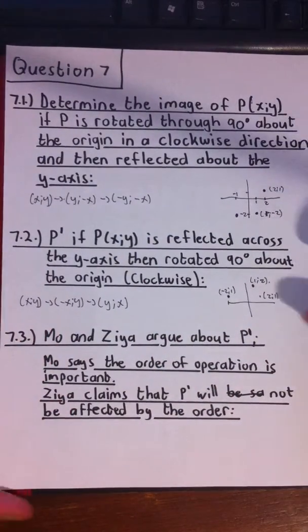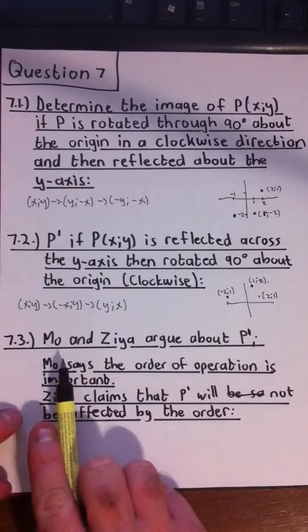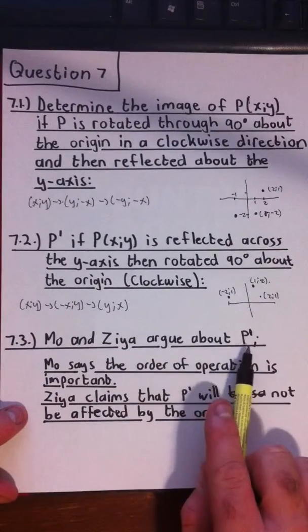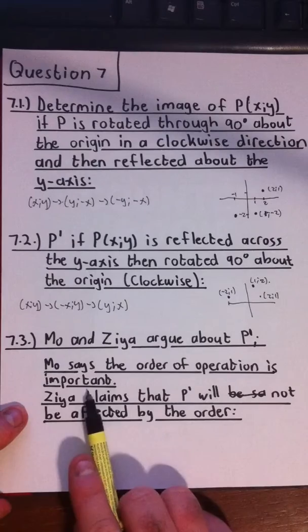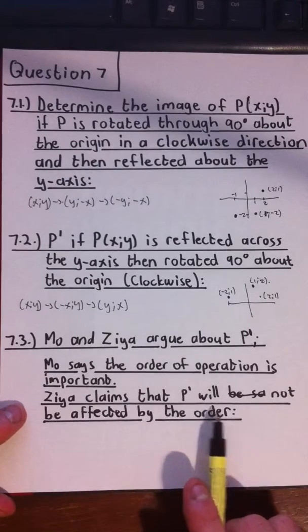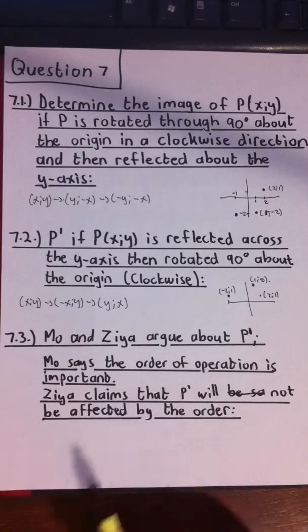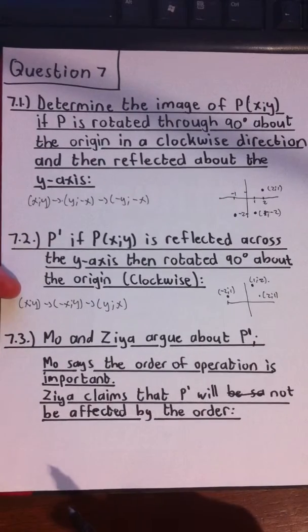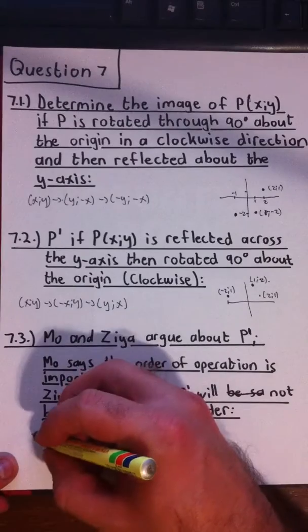Okay, straightforward. Mo and Zia argue about the image of P. Mo says the order of operation is important, and Zia claims that P prime, or the image of P, will not be affected by the order. Who is right? Well, obviously because we just worked out the answer, we can see that Mo will be right.